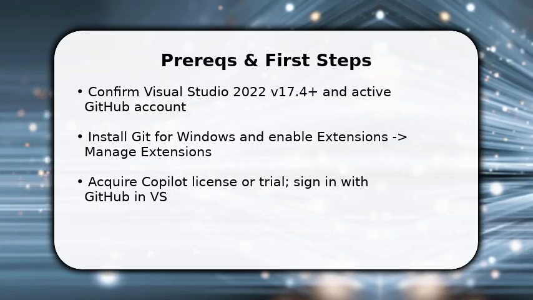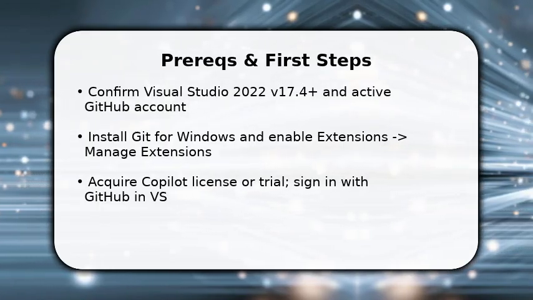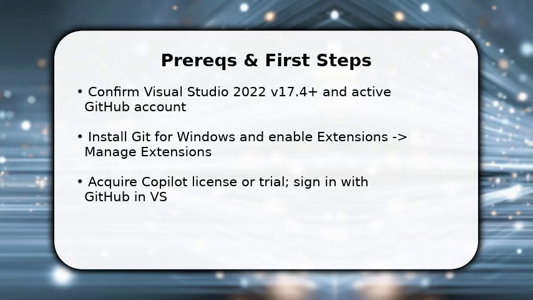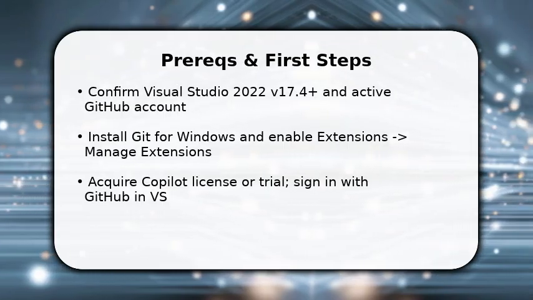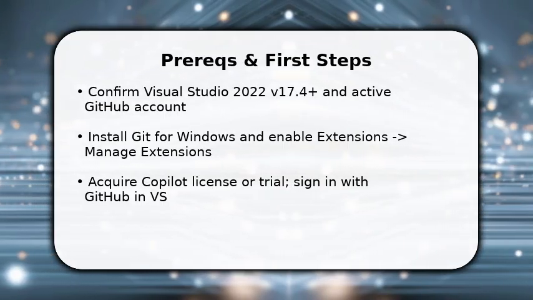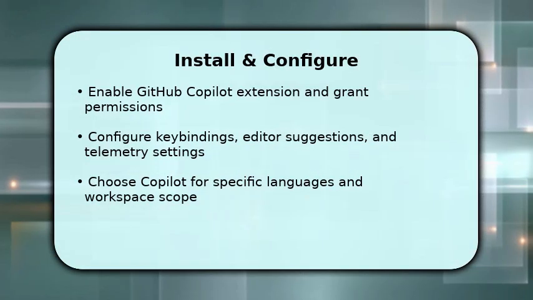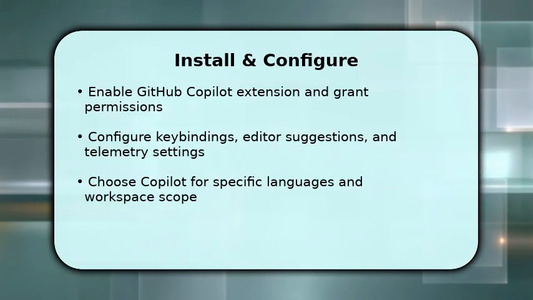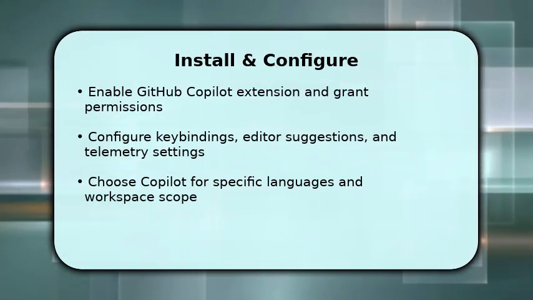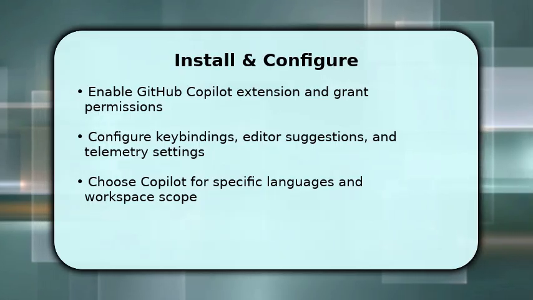Then open Extensions, Manage Extensions, and search for GitHub Copilot. Click Install and restart Visual Studio when prompted. Make sure your account sync completes before moving on. After restart, enable the Copilot extension and grant permission when Visual Studio requests access to your GitHub account.